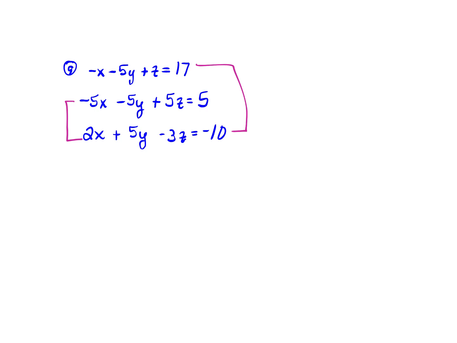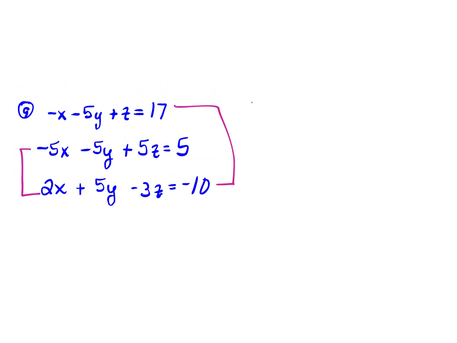So if we start with, let's say, the top and the bottom, I'm going to have negative x minus 5y plus z is equal to 17, and 2x plus 5y minus 3z is equal to negative 10. Again, I'm doing this so that my y's cancel out. They're opposites, so I don't have to multiply by anything. I just need to combine like terms.